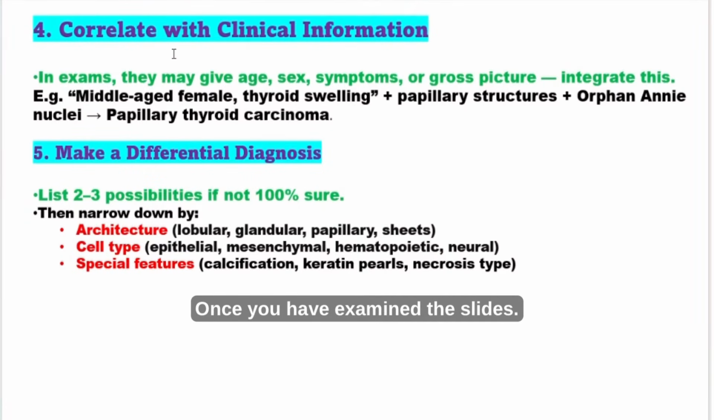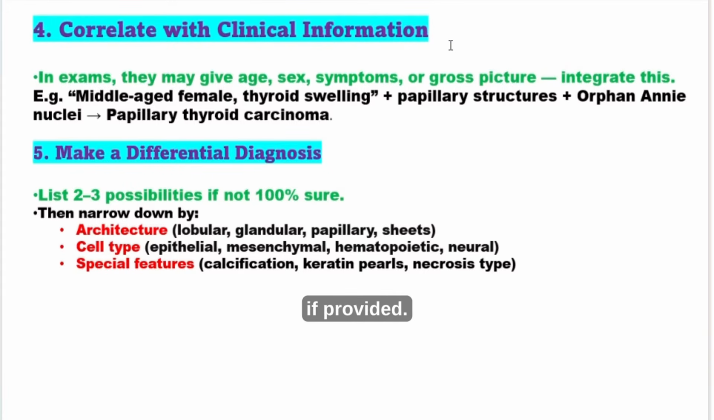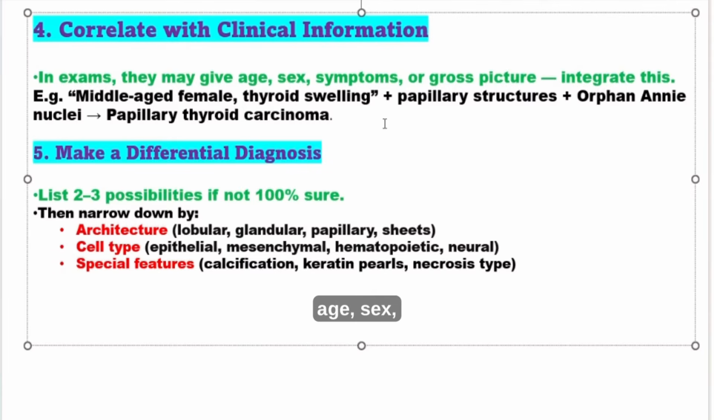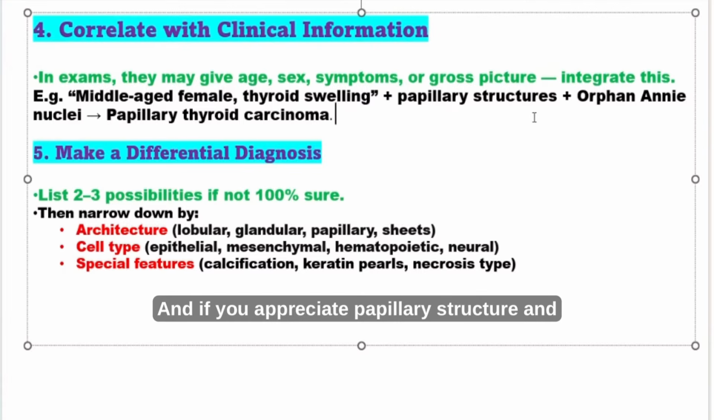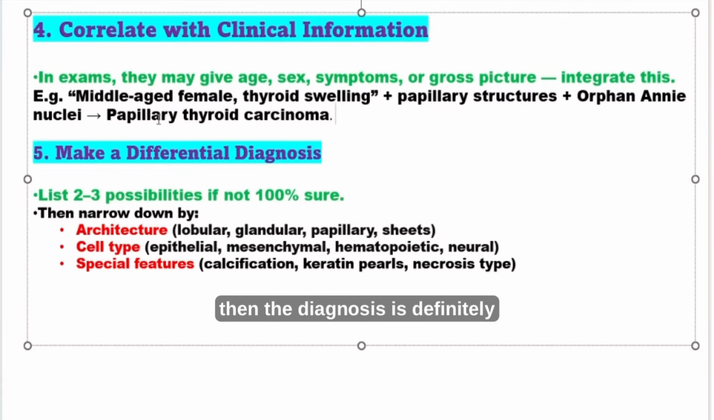Fourth step, once you have examined the slide, correlate with the clinical information if provided. Like in an exam, they may give us age, sex, symptoms or gross picture, then integrate all this data. For example, a middle-aged female with thyroid swelling, and if you appreciate papillary structures and optically clear nuclei, then the diagnosis is definitely papillary thyroid carcinoma. Fifth step is to make a differential diagnosis. List 2 to 3 possibilities if not 100% sure.